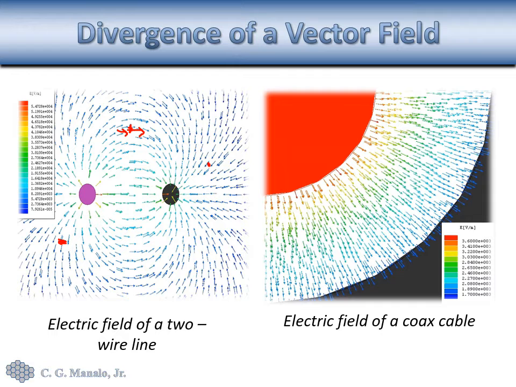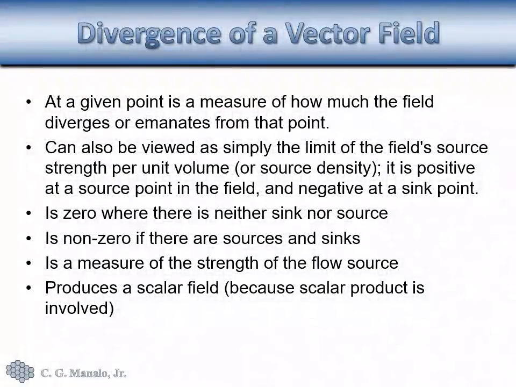Here is a field of the coax cable. So here it is diverging. It has a positive divergence. Here are some more statements about divergence. It is a measure of how much the field diverges or emanates from that point.